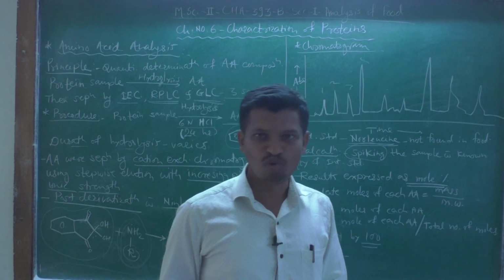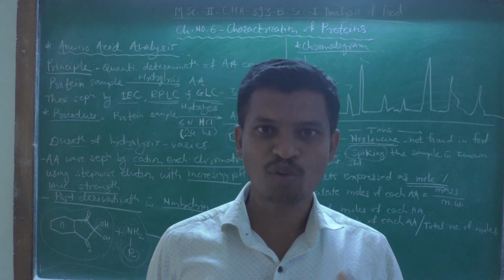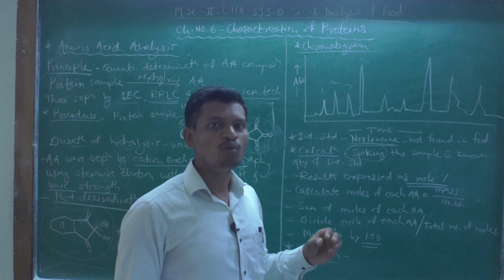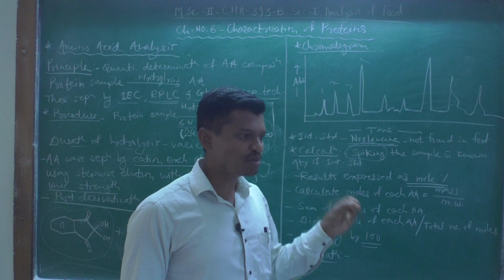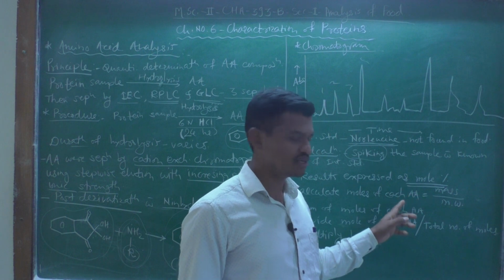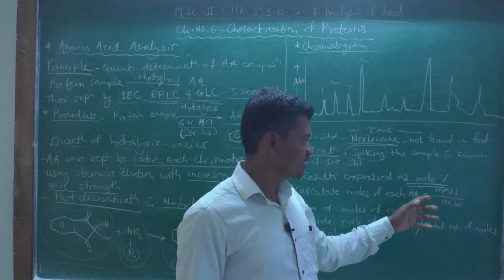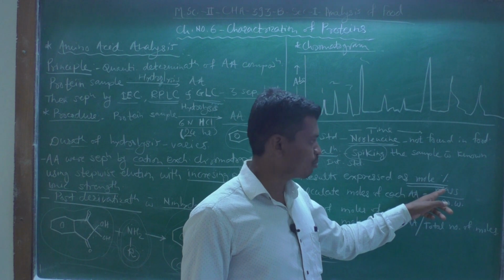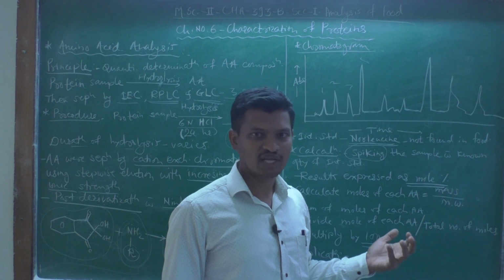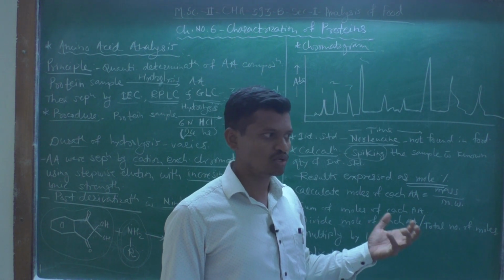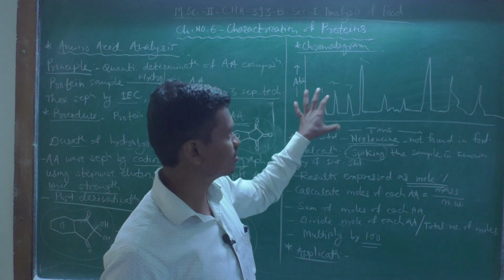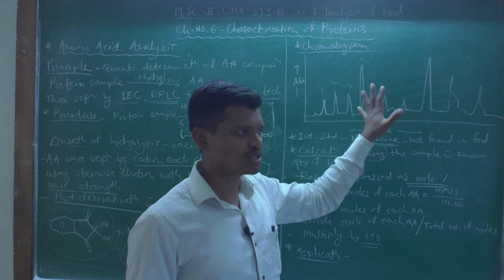So how to obtain mole, we know at this stage, but how to obtain mole percentage, we are going to see here. First of all, we will see how to obtain the amount of moles of each amino acid in the given sample. For that, calculate moles of each amino acid by taking the ratio of mass divided by molecular weight. The molecular weight of each amino acid we can know by calculation or from the literature. The mass of the amino acid can be obtained from this chromatogram data.